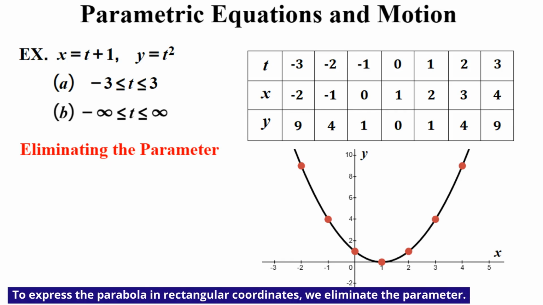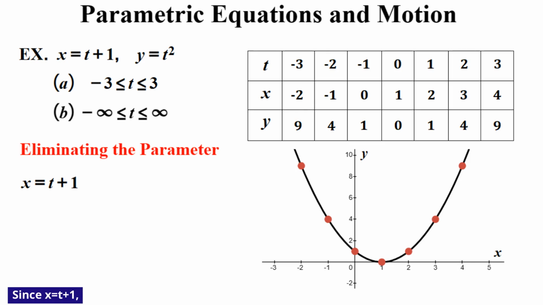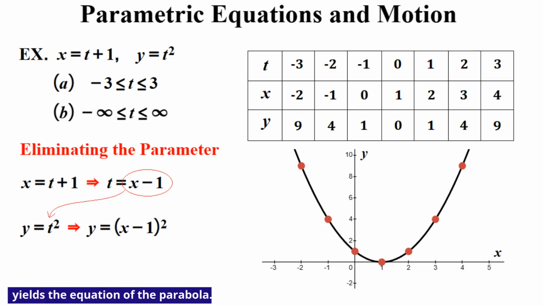To express the parabola in rectangular coordinates, we eliminate the parameter. Since x equals t plus 1, t equals x minus 1, and since y is the square of t, substituting t yields the equation of the parabola.